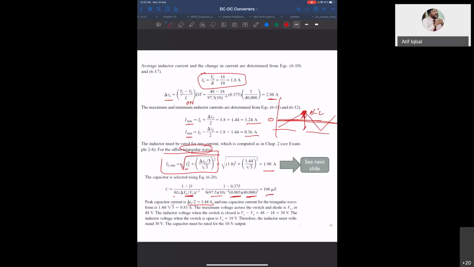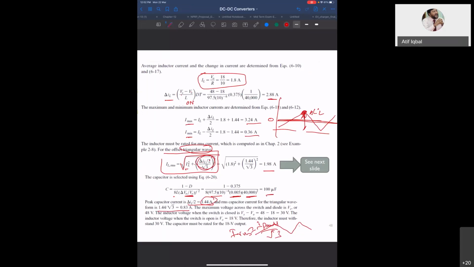RMS of the capacitor from the triangular wave is the peak value divided by root 3. That's the RMS for the triangular wave. So for a triangular wave, the RMS value is equal to the peak value divided by root 3. So peak value is 1.44 divided by root 3. So this gives you 0.83.